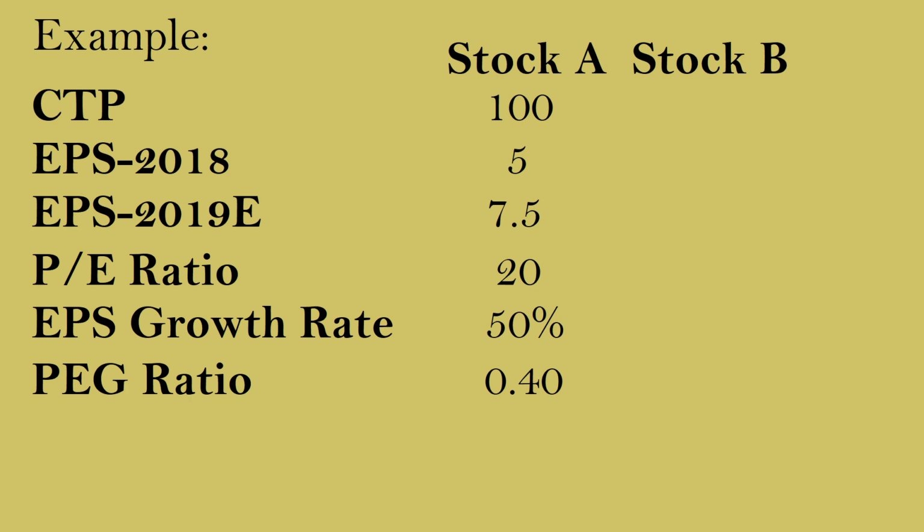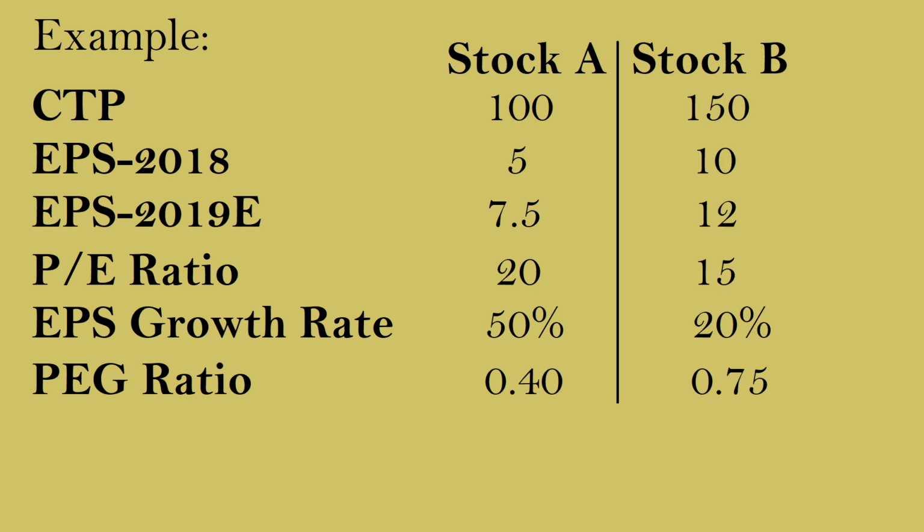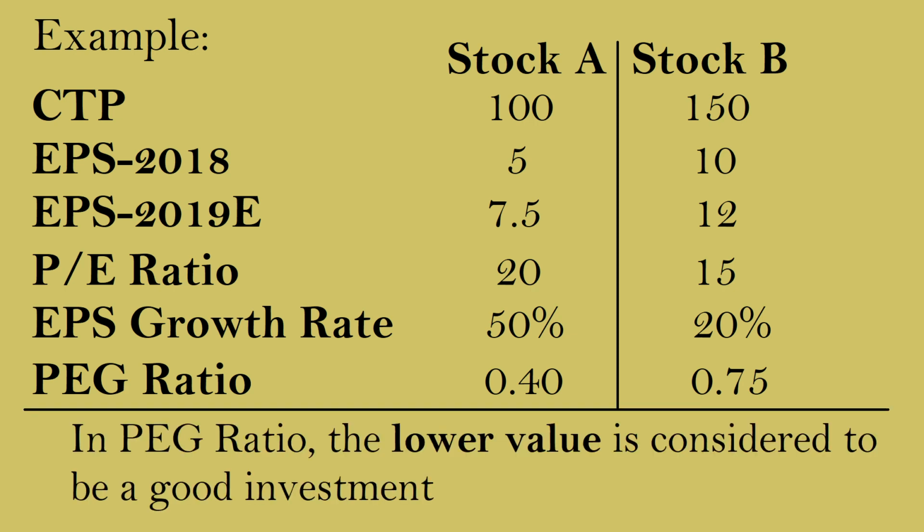For stock B, current traded price is 150 and its EPS in 2018 is 10 rupees and estimated EPS in 2019 is 12 rupees. Then PE ratio is 15 and growth rate of EPS is 20%. Then PEG ratio is 0.75. In PEG ratio, the lower value is considered to be a good investment.